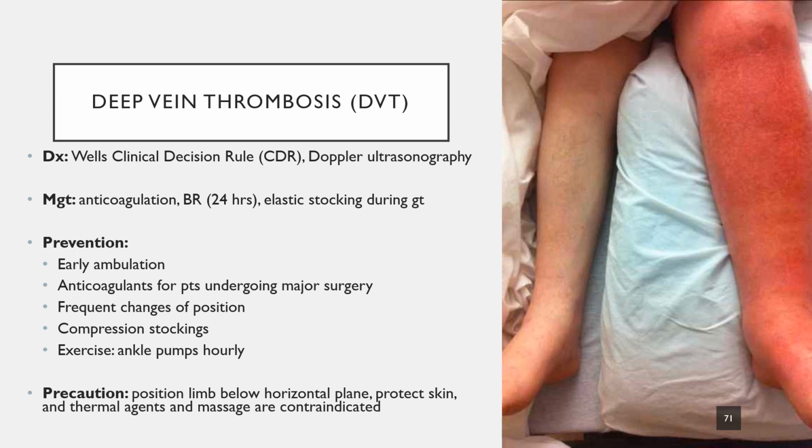Precautions involve positioning the limb below the horizontal plane. This prevents blood from pooling. Protect the skin to prevent pressure ulcers, and avoid thermal agents and massage, which are contraindicated to avoid dislodging the thrombi.